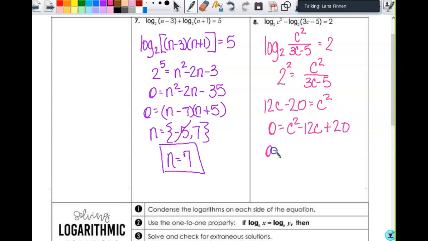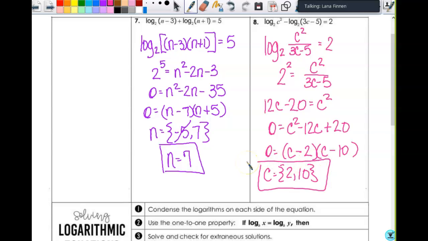And I have two binomials. My signs will both be negative. So what are my numbers? 2 and 10. Yes. So that means that c is equal to 2 and 10. I've got to check them. So 2 times 3 is 6 minus 5 is positive, and then clearly 10 will work, so they both work, and that's that. Okay. Any questions?